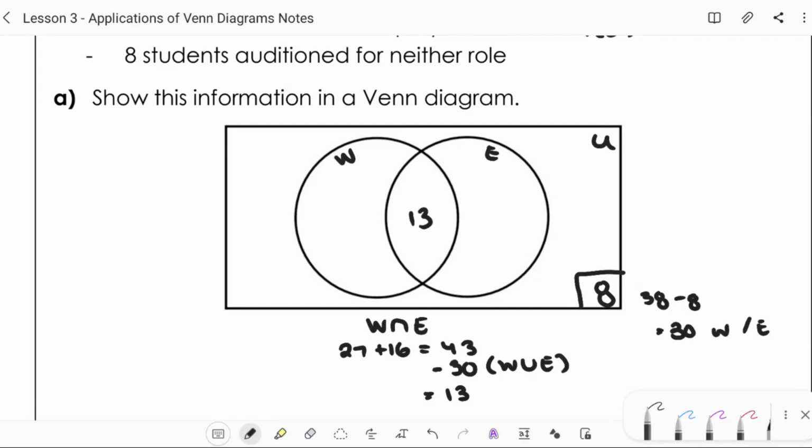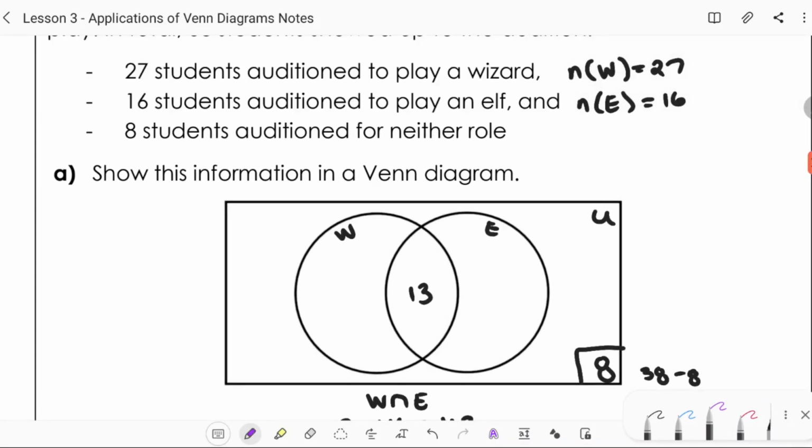Now we can fill out the rest of the circles. Now I can say, all right, 27 students auditioned to play wizard, but I know that 13 of them also auditioned to play elves. So I'm left with 14 kids that strictly wanted to be a wizard. They felt that was their true calling. That was all they wanted to apply for. Elves, I know that 16 of them wanted to be elves, but 13 of them also wanted to be wizards. So there was only 3 kids, a lot fewer, who were really drawn to the role of elf.